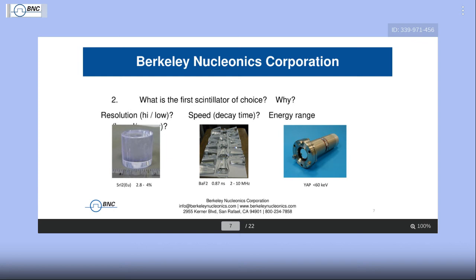For instance, we show here YAP, the yttrium aluminum perovskite. I always have a hard time pronouncing that, but we just call it YAP. That's great for low energy gammas. It excels at X-rays, so if that's the energy range that you're looking at, keep that in mind, and maybe we have a suggestion for what's most suitable.